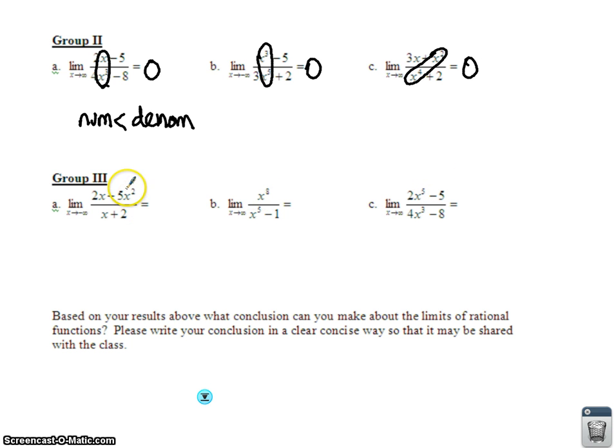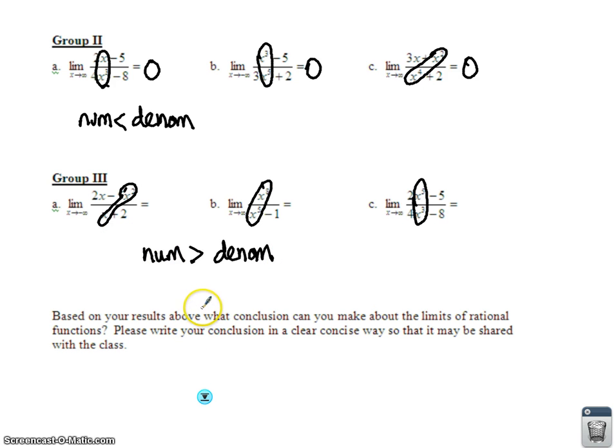Looking at group 3, if you again are looking at the degree here, it appears that the degree of the numerator is greater than the degree of the denominator. You probably should have seen something a little different when you graphed each of these. Now if you remember from your polynomial long division, what will happen if you divided this numerator by that denominator? You can probably see what would happen, and maybe that might explain the graph a little bit. And you should have gotten something like this when you evaluated each of the limits.